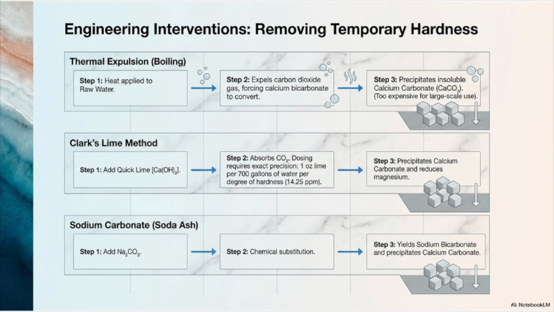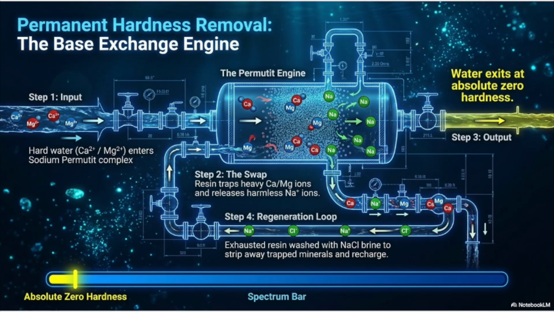The second method is Clark's lime method, where quick lime is added to the water. This absorbs carbon dioxide, and dosing requires exact precision, about 1 ounce of lime per 700 gallons of water per degree of hardness, which precipitates calcium carbonate and reduces magnesium. The third method uses sodium carbonate or soda ash, which undergoes chemical substitution to yield sodium bicarbonate while precipitating calcium carbonate. For permanent hardness, a more powerful method is required, known as the base exchange engine.